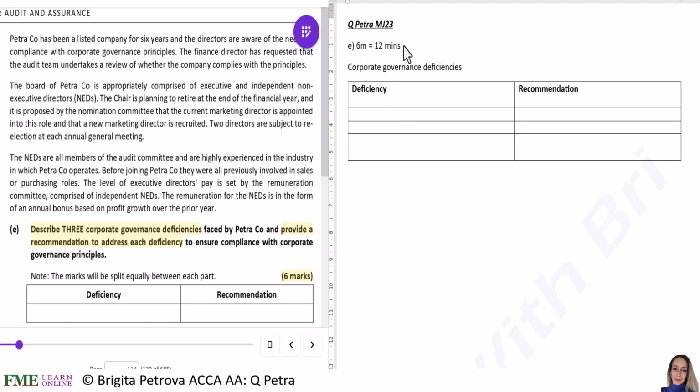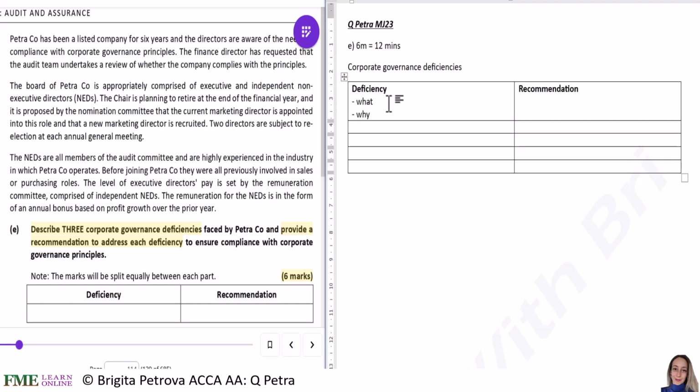We already know 6 marks means 12 minutes. But for each deficiency, if we want to make sure we score a full mark, we have to say what the deficiency is, so what the weakness is, and also we have to say why this could be bad for the company. Don't forget to say why, because that could mean an easy half mark gone down the drain. For the recommendation, simply we need to suggest some action by the company, in order to become compliant with corporate governance principles, depending on what principle we see in the scenario.